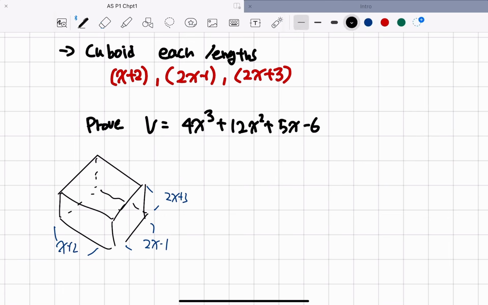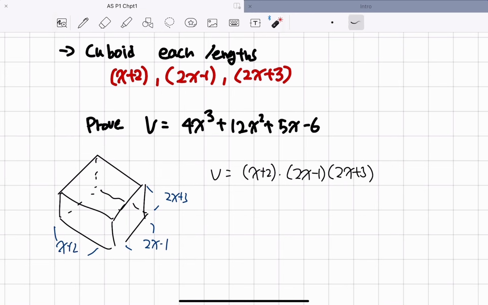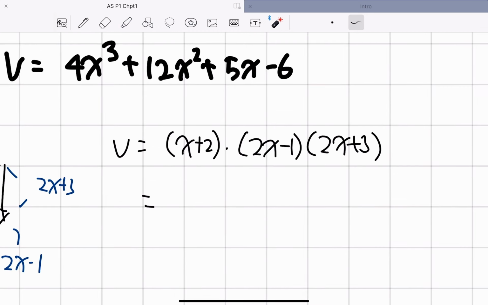You know how to get the volume, so you can multiply all the lengths. So V equals (x + 2) times (2x − 1) times (2x + 3). To get this form, we should expand all the terms. Let's expand the first 2 brackets. x + 2 times 2x minus 1: x times 2x is 2x squared. Next, x times minus 1 is minus x. And 2 times 2x is 4x.